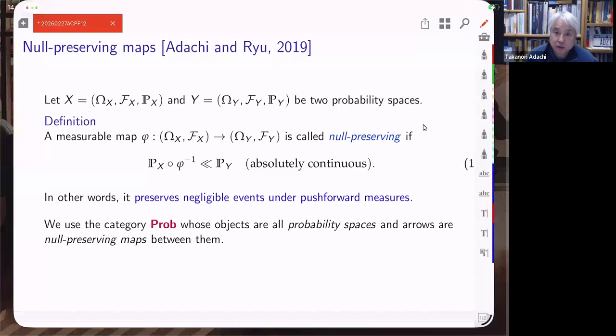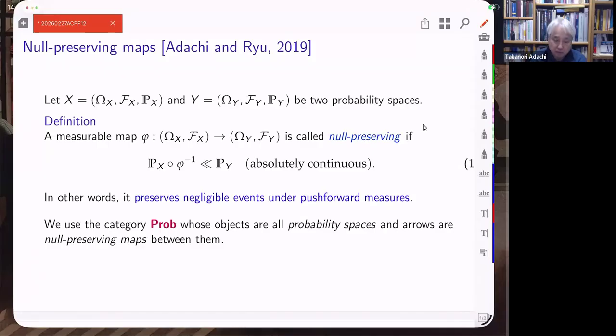Our analysis is based on category theory, and a category, as you know, consists of two entities. One is objects, and the other is arrows in between those objects. We need the category of probability spaces. The natural objects of the category of probability spaces, which we denote Prob, are of course probability spaces. But the arrows in between them matter.